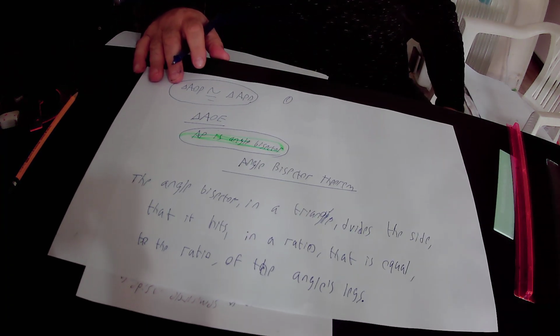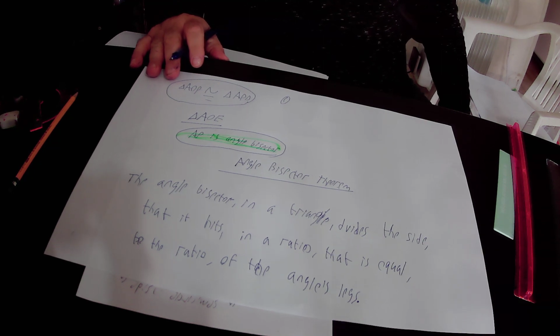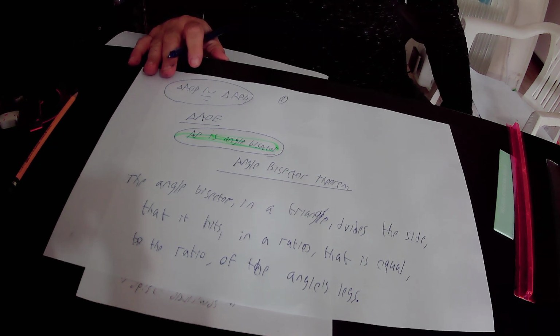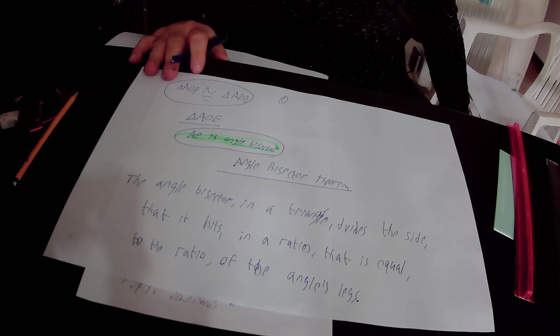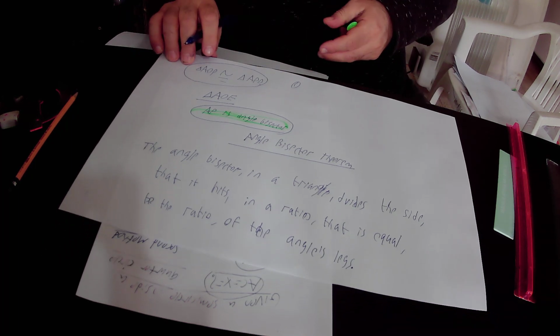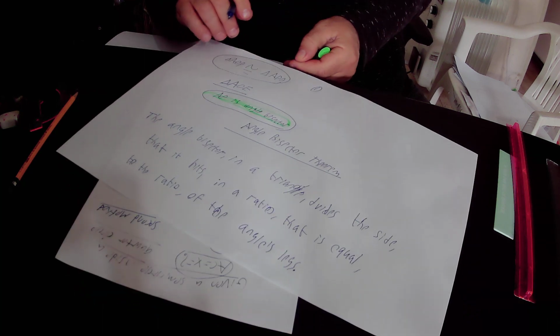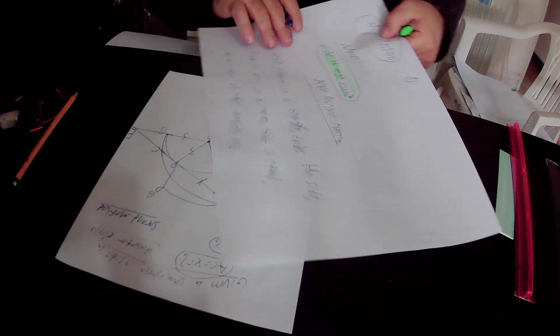I will repeat the angle bisector theorem again. According to the angle bisector theorem, the angle bisector in a triangle divides the side that it hits in a ratio that is equal to the ratio of the angle's legs. Okay, so I'll explain the meaning of the angle bisector theorem.